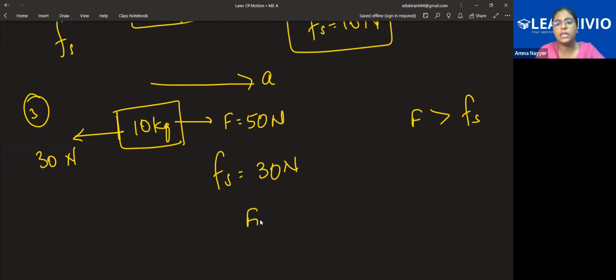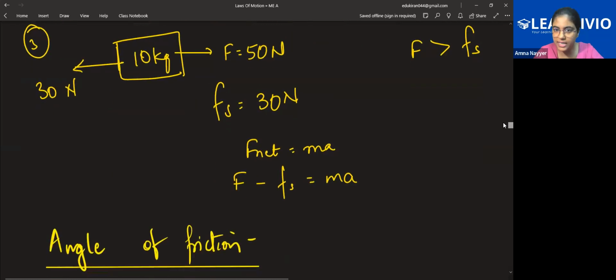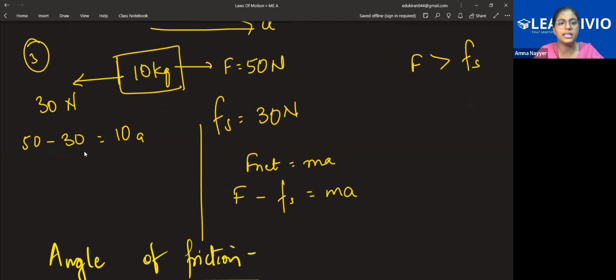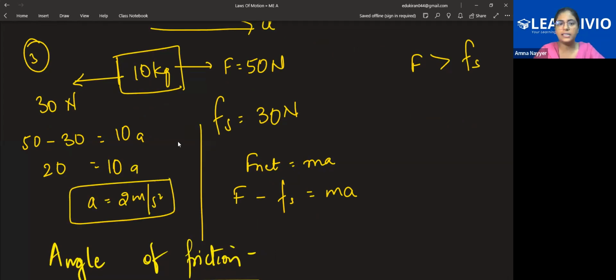And you already know that net force is always equal to mass into acceleration. What is the net force here? Applied force minus frictional force is equal to m a. This is your equation. You have to find out acceleration. Using this, you can calculate. See, when you substitute here, it will be 50 minus 30 is equal to 10 into acceleration. This is 20 is equal to 10a. Acceleration is equal to 2 meter per second square. Understood?